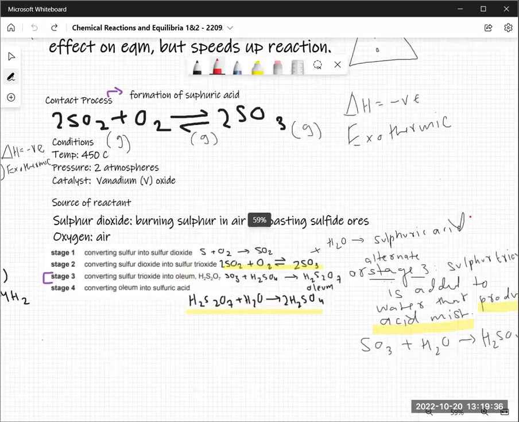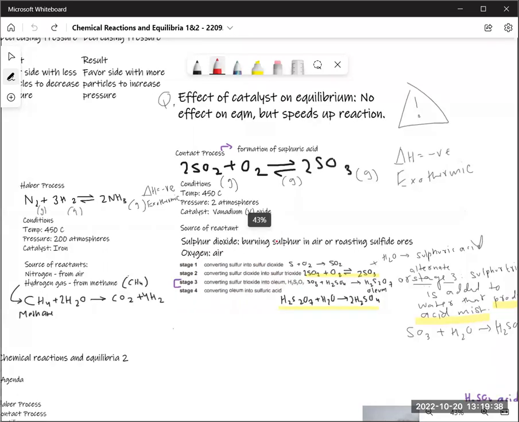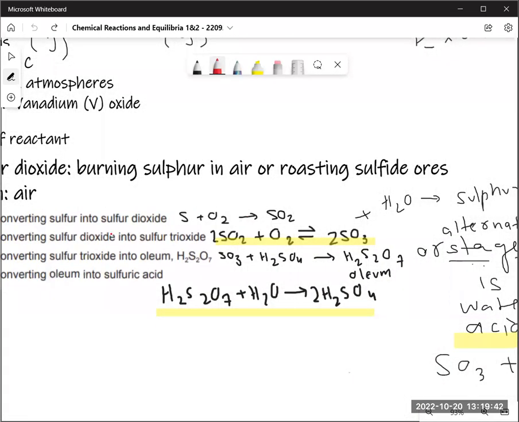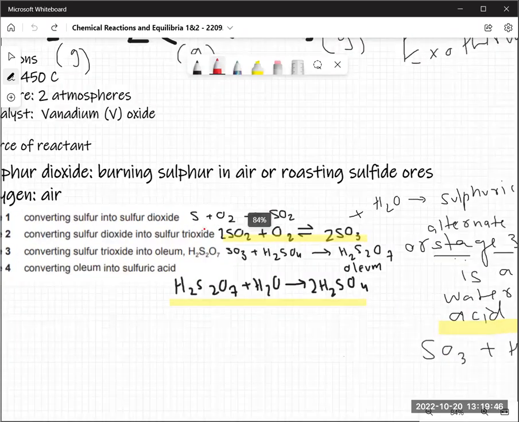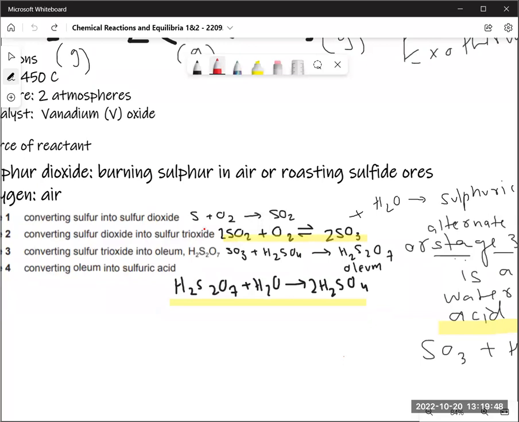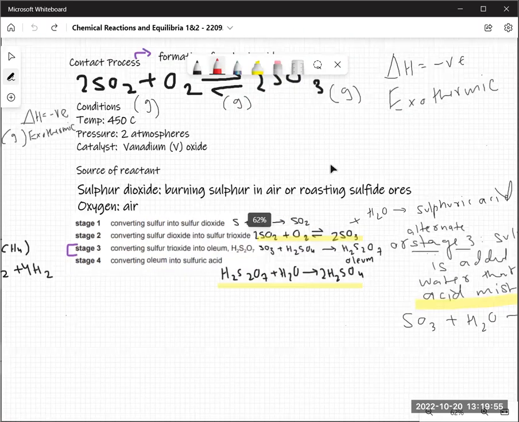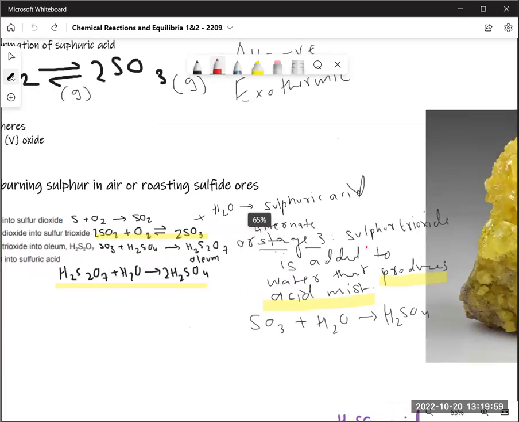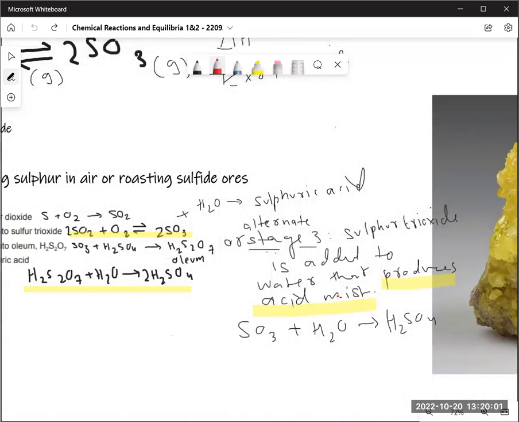The alternate stage 3 is, instead of converting, first, what happens? First, you convert sulfur into sulfur dioxide by burning it, combustion. So sulfur with oxygen reacts, makes sulfur dioxide. All right, clear. Again, sulfur dioxide reacts with oxygen to make sulfur trioxide. Now we know that this sulfur trioxide is an acidic oxide, and when it reacts with water, makes sulfuric acid. Well, if it does that, why don't we directly add sulfur trioxide to water and get H2SO4? That's the alternate stage 3.